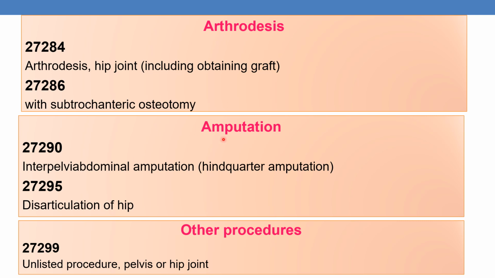The next topic is amputation. It has only two CPTs, 27290 and 27295. 27290 deals with interpelvic abdominal amputation, that is hindquarter amputation. The next CPT is 27295. It deals with disarticulation of hip. And finally, coming to other procedures, there is only one CPT, 27299. It is unlisted procedure, pelvic or hip joint.